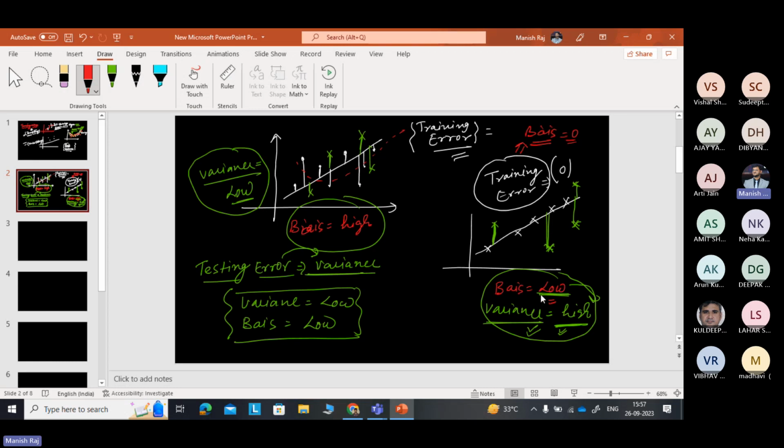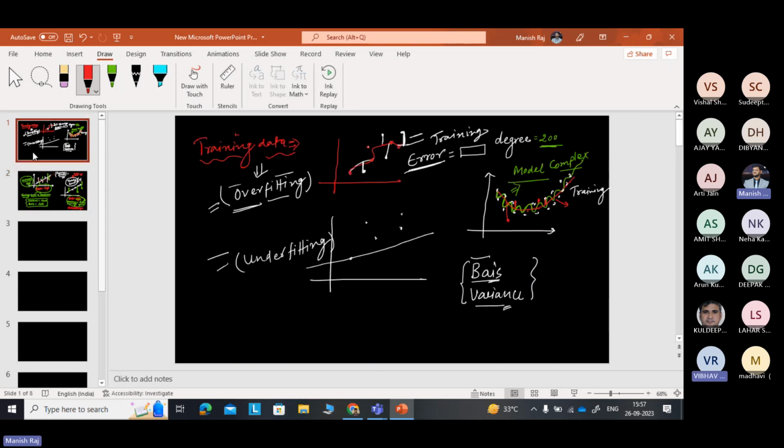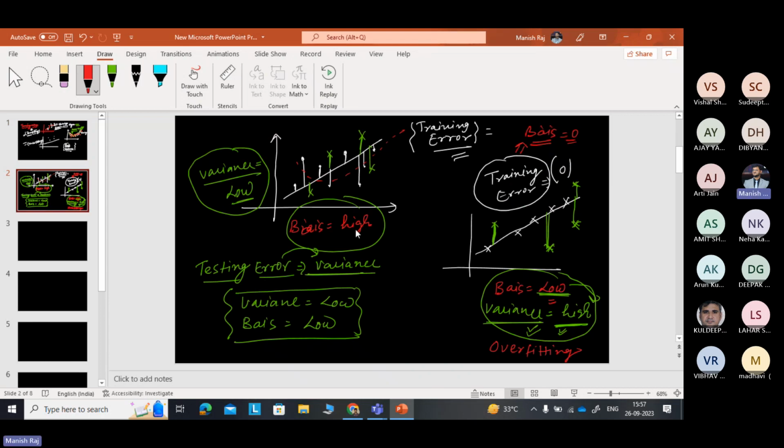So whenever the variance is high, you can say this is overfitting. I have already discussed this part. And whenever the bias is high, you can say this is underfitting. So remember only these two things, otherwise you will get confused between underfitting and overfitting.